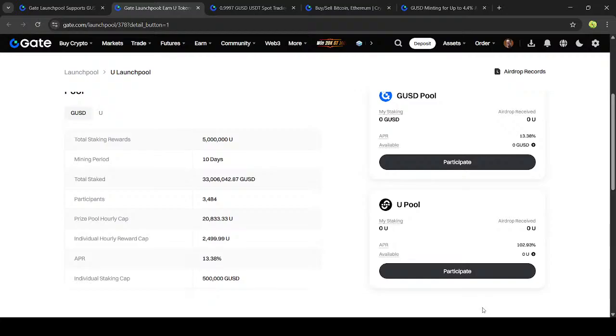This is the staking reward and mining pool, guys: a 10-day total of USDT staking. Participate, guys, already. There is a prize pool, an hourly cap, and an individual hourly reward cap, with APR per person and an individual staking cap.